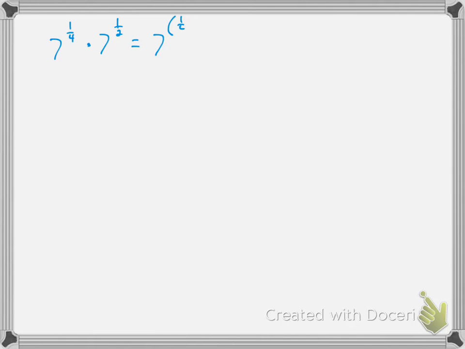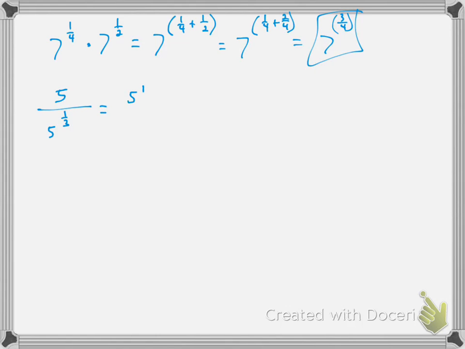Okay, here's another problem. Notice we got the same base. When you multiply like bases, you're adding the exponents. When you add two fractions, you have to have common denominators. Okay, another problem. We're dividing, so we subtract the exponents. Alright, if we're subtracting the exponents, then we have 5 to the 2/3.